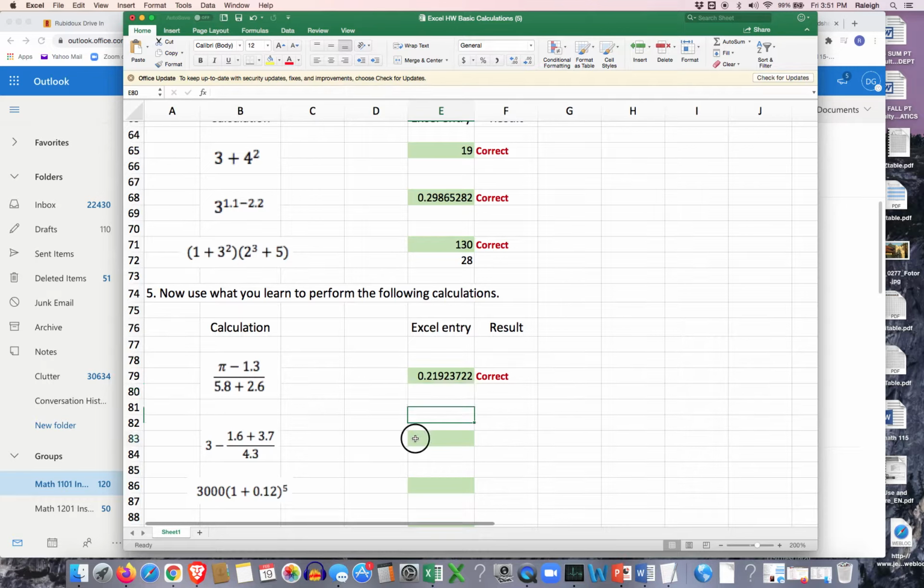So here we have another one. Don't forget the equal sign. Put in the 3. 3 is just by itself. And now we can subtract what will turn into a fraction, which typically needs lots of parentheses. So let's go ahead and put that in. 1.6 plus 3.7. Do not do this in advance. And then we can divide that by simply 4.3. A simple number does not need parentheses.